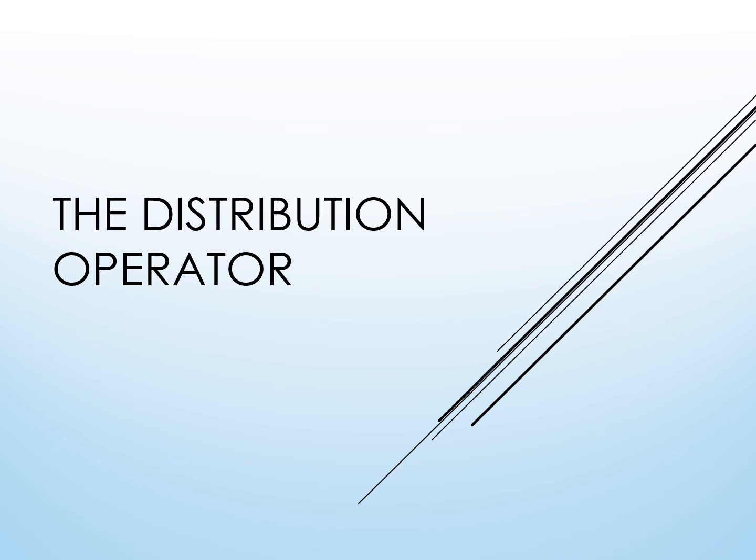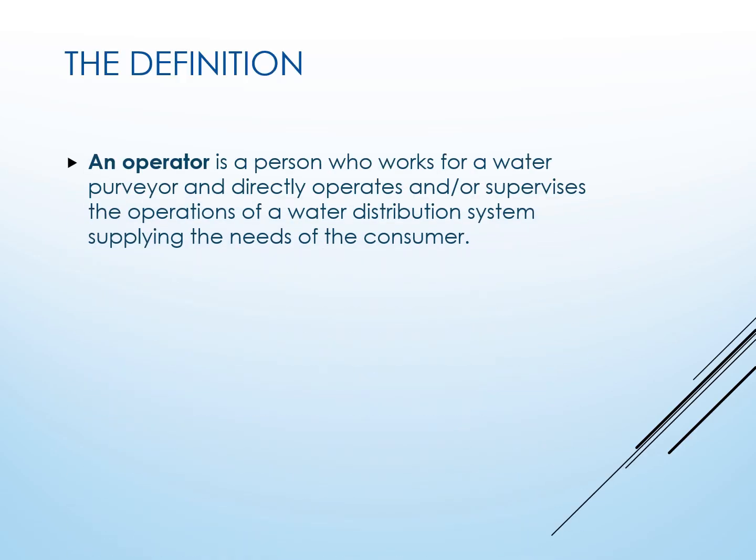All right. But a lot of people take these courses because they want to be a distribution operator. That's what I wanted to be when I first set out to be in this industry. So, what is a distribution operator? Well, it is defined by the state of California as: an operator is a person who works for a water purveyor and directly operates and/or supervises the operations of a water distribution system supplying the needs of the customer.